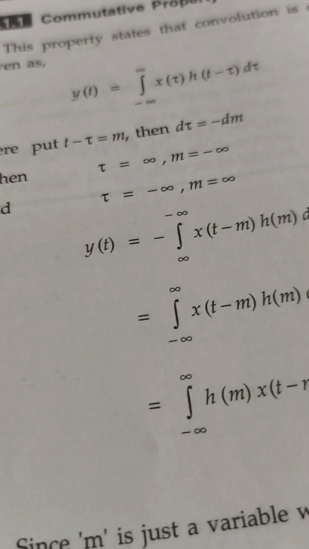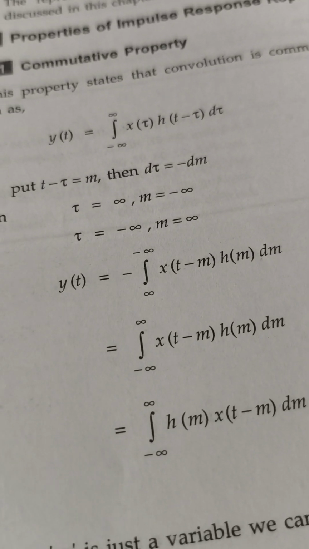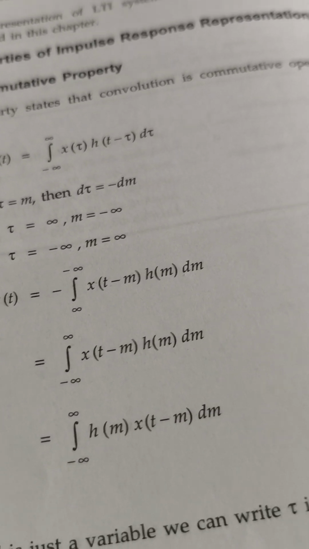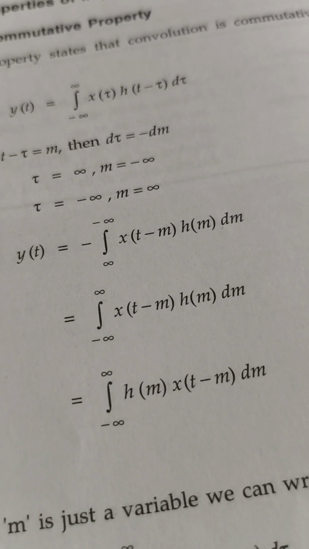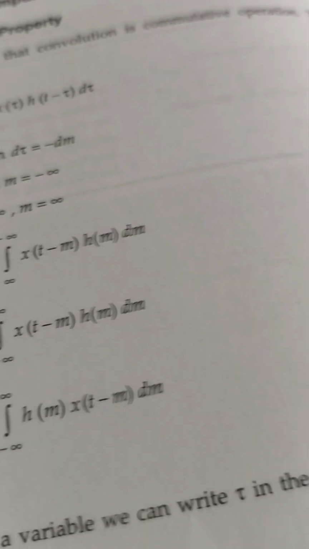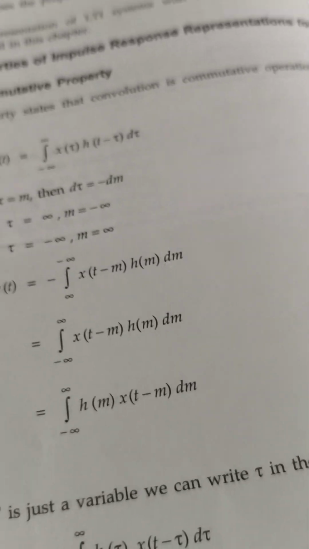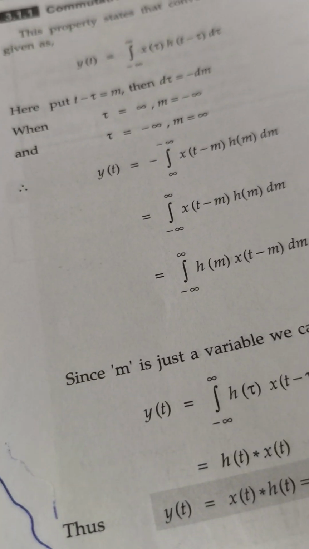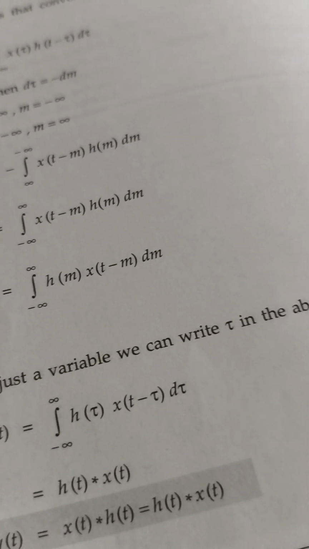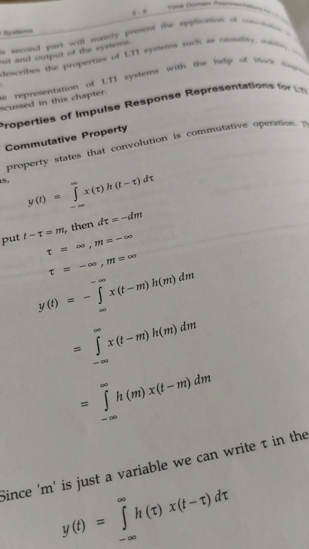Therefore, in this equation you don't have this minus here, because you have changed the limits of integration. That is, minus infinity to plus infinity, x of t minus m, h of m dm. We rearrange this, taking h on this side and x of t minus m this side, then dm, integration from minus infinity to plus infinity. Here m is just a variable, so instead of m we can write tau. Just for the proof, here we have taken tau, here we have taken m.